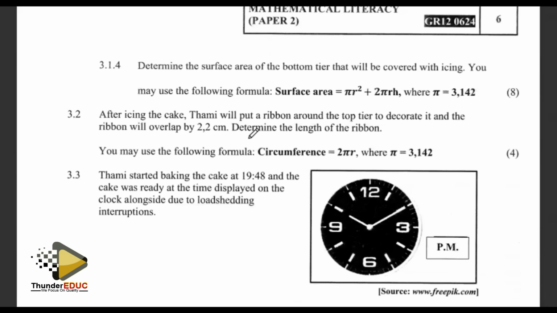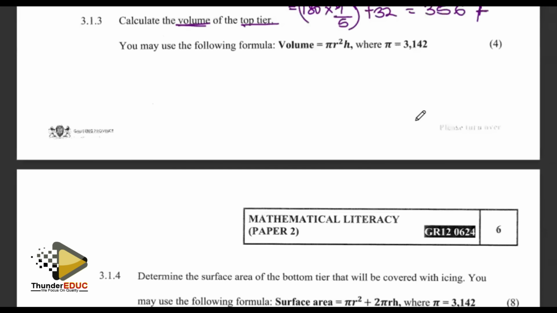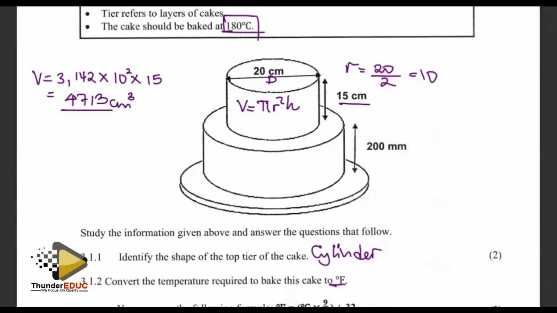3.1.4. Determine the surface area of the bottom tier that will be covered with icing. You must use the formula. Surface area equals pi r squared plus 2 pi r h. All right, let's go there.